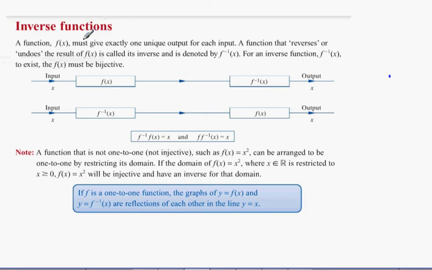Inverse function. The function f of x must give exactly one unique output for each input. Okay? So each input has an output. A function that reverses or undoes the result of f of x is called an inverse function, and is denoted by f inverse x. For an inverse function, f of minus 1, if you put an input into a function, you get an answer. Okay? And then when you put this answer into the inverse function, you get your original input back out again.